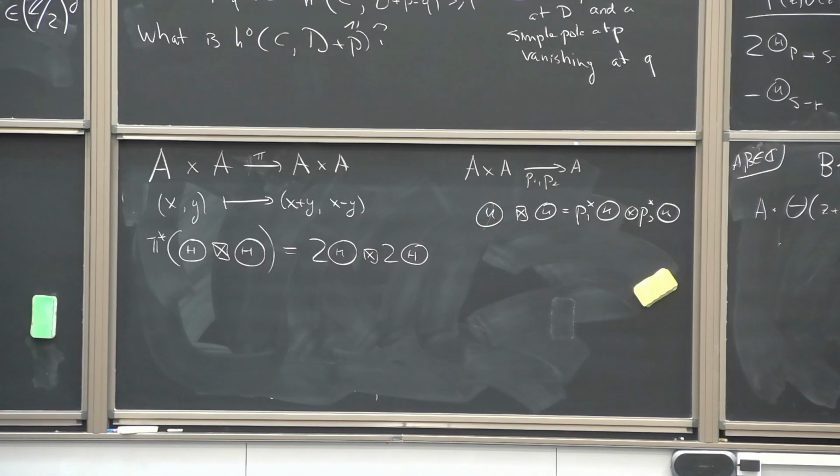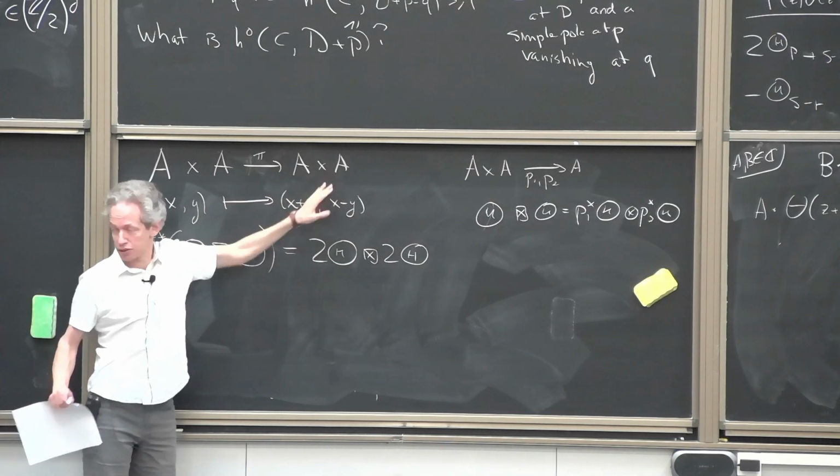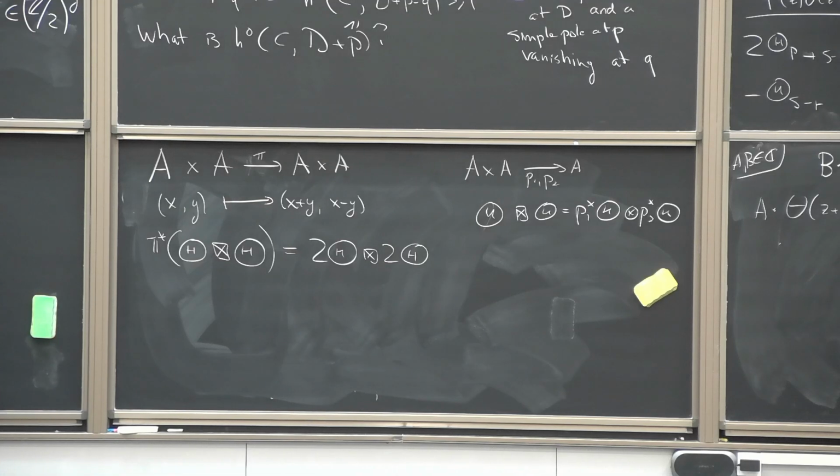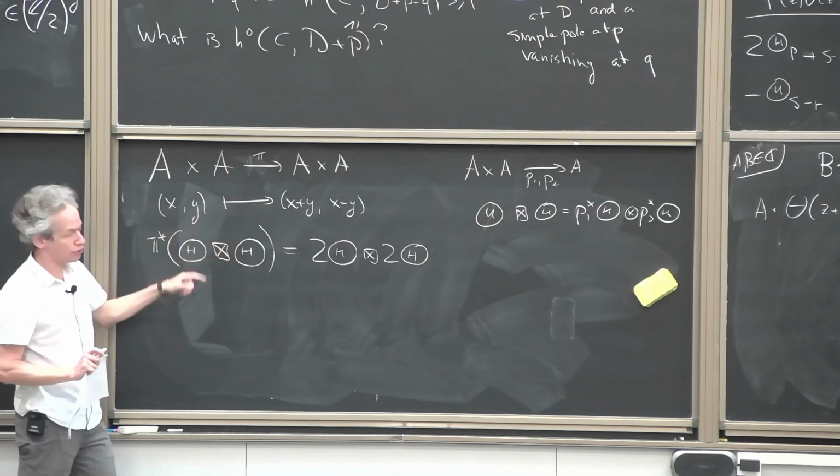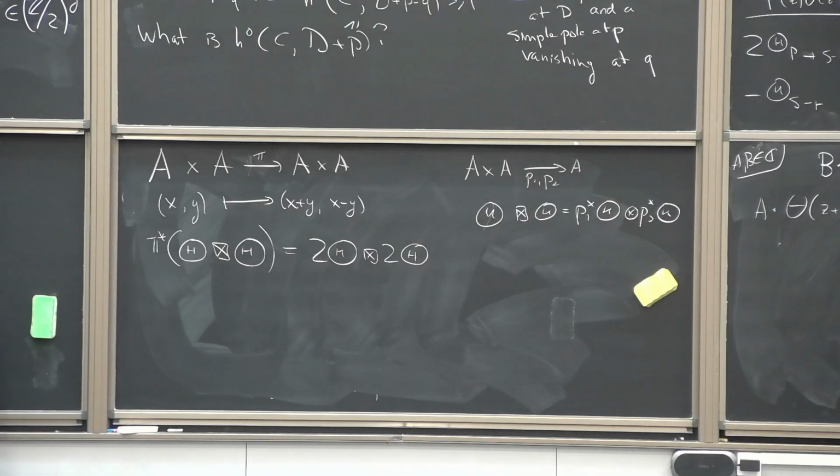So how does this relate to this? Well, this is a section of the theta bundle here times the theta bundle here. So this guy is a section of this, by construction, pulled back to here. And this is supposed to be a section of 2 theta as a function of x, and 2 theta as a function of y. And I've written a formula. The importance is that it's not just some section that I have no idea about. It's a very explicit formula.